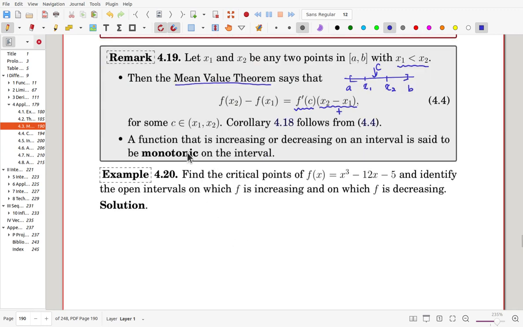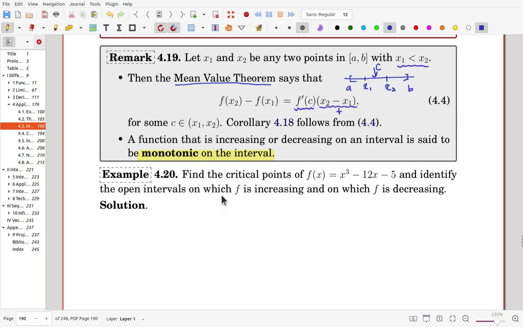A function that is increasing or decreasing on an interval is said to be monotonic on the interval. So here is the definition of monotonic on the interval. Over the whole interval, it may not be monotonic, but if you choose subintervals part by part, you can find the monotonic behavior. By choosing subintervals, you can say it's monotonic over the subinterval.